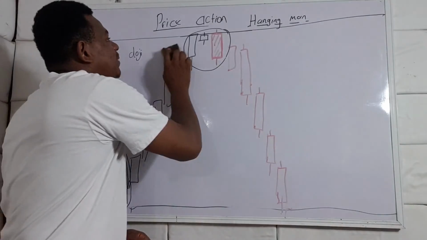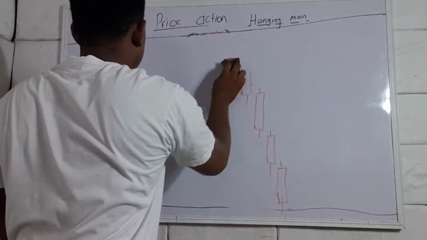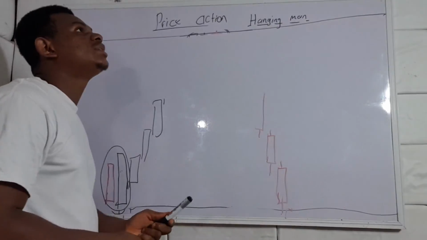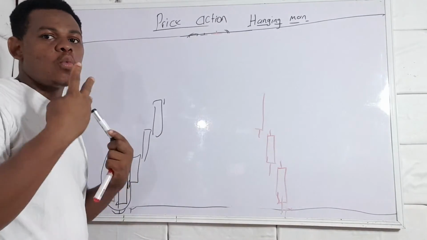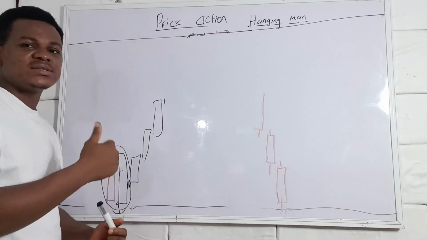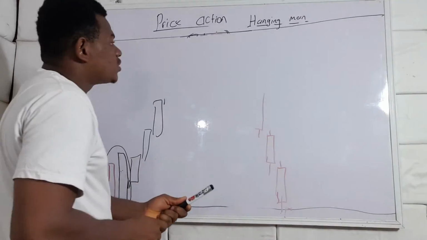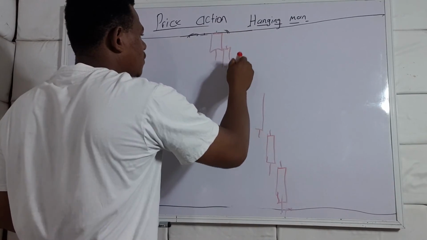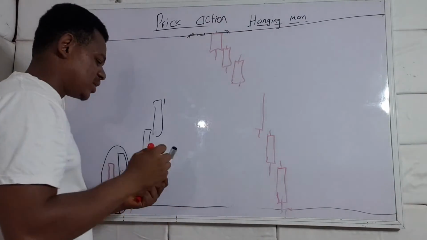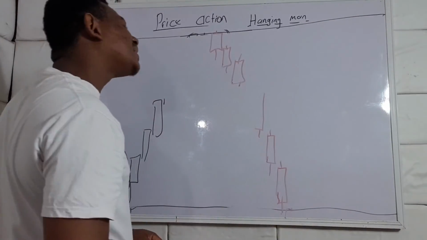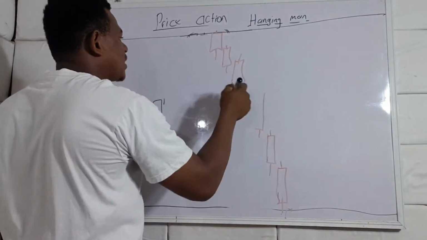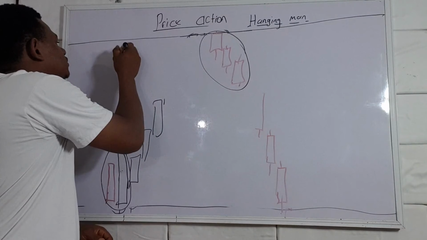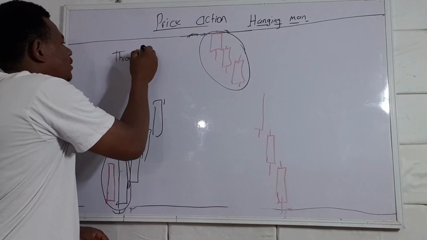We have the 3 black crows. The 3 black crow is like the 3 white soldiers that I told you about earlier on. So this is how the 3 black crow forms. Just like the 3 white soldiers, in the sense that you see 3 candles ready to make a move. This is what we call the 3 black crow.